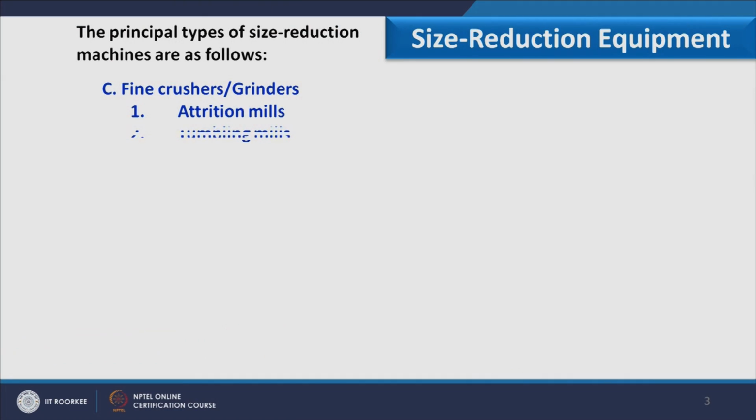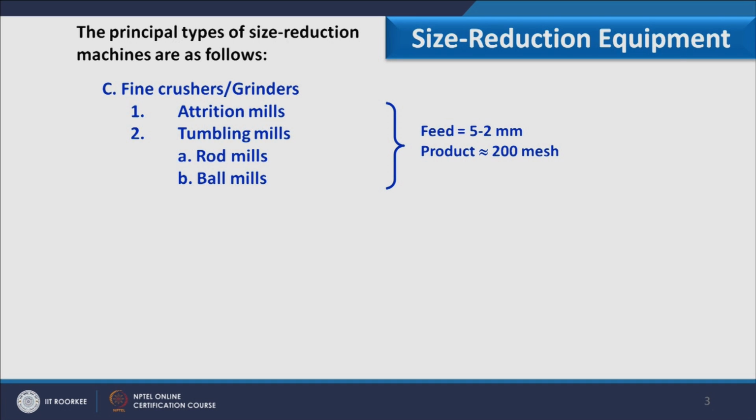Now, in the third category we have fine crushers. We also call these grinders. In these fine crushers, the first is attrition mills, second is tumbling mills, and in tumbling mills again we have rod mills as well as ball mills. When we see the feed as well as product size in these fine grinders, the feed includes 5 to 2 mm size and the product is approximately 200 mesh size.